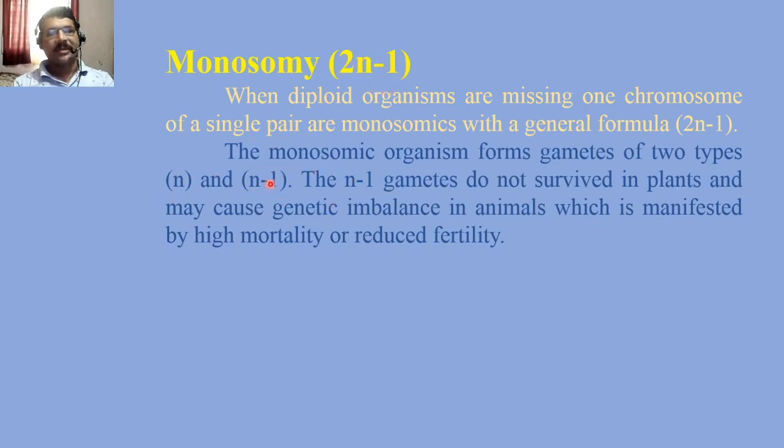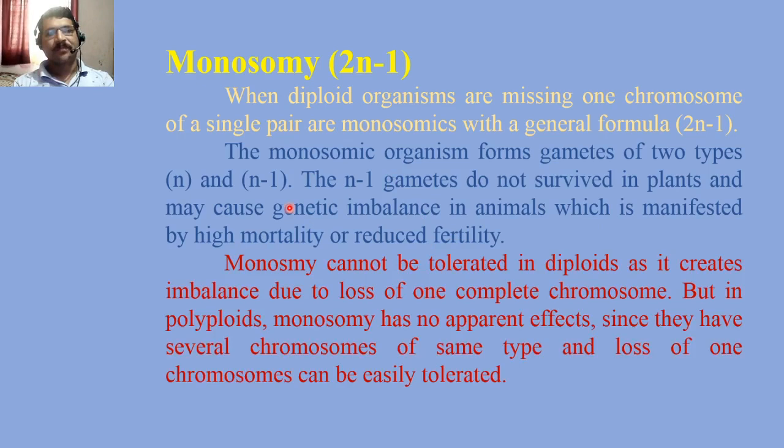So the organism which is getting n-1 will not survive in plants, but in animals they can survive, though they will form some genetic imbalance, and this imbalance will be manifested by high mortality or reduced fertility. So in this way, a monosomic will form two types of gametes.